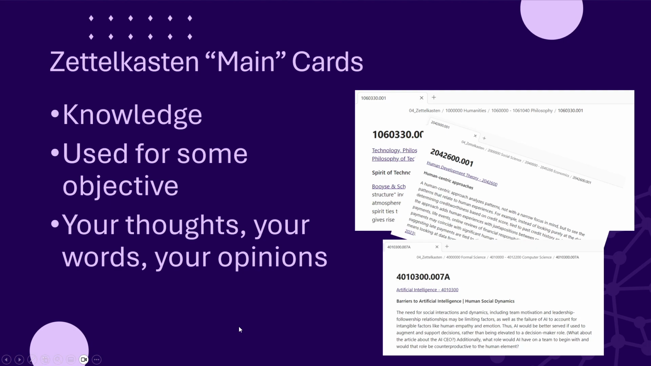Next are the zettelkasten or main cards. I think that this is what Ahrens was referring to when he talked about permanent cards. This is what captures your knowledge. It's used for some objective or project, even if it's just to further your own intellectual collection of ideas and things to talk about with people. The main thing about these cards is that they're written in your thoughts, your words, your opinions. It's not like knowledge management where it's just the capturing of notes, right?